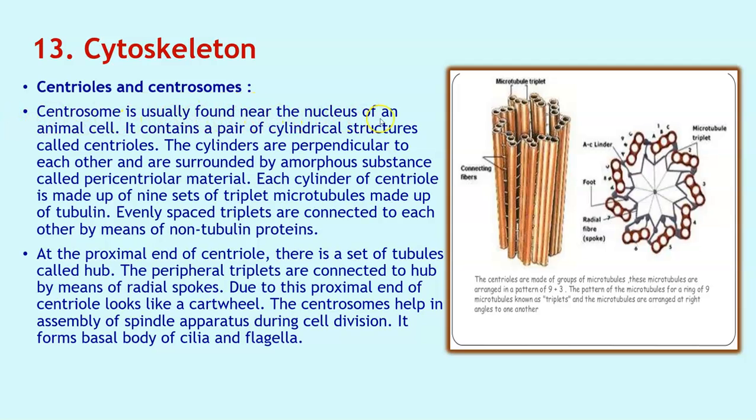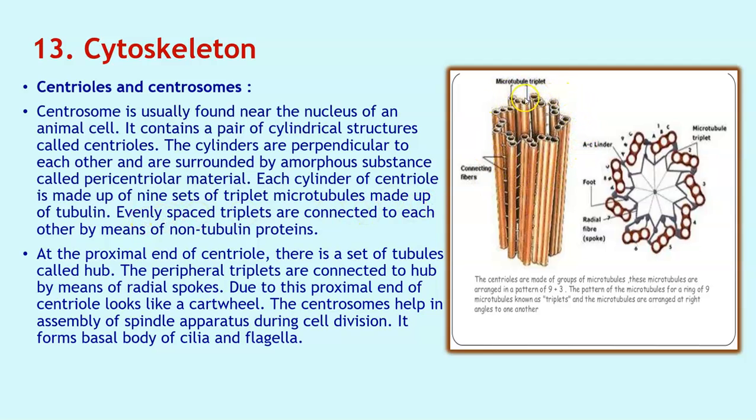Centrioles and centrosomes. Centrosome is usually found near the nucleus of the animal cell. It contains a pair of cylindrical structures called centrioles. The cylinders are perpendicular to each other and are surrounded by amorphous substance called pericentriolar material. Each cylinder of the centriole is made up of 9 sets of triplet microtubules made up of tubulin.